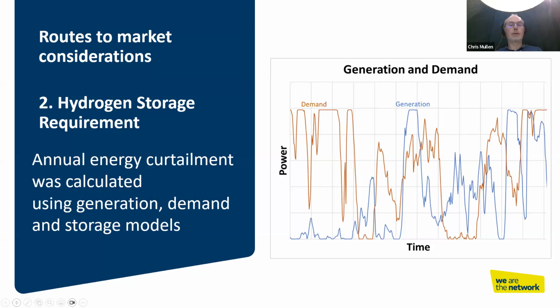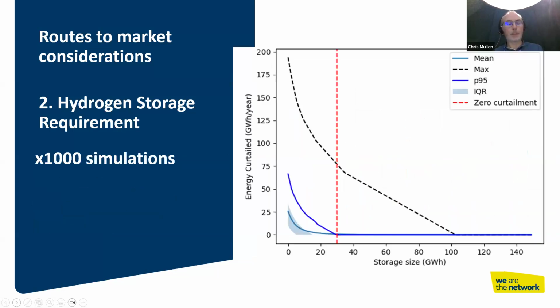So in the models, we calculated the energy curtailment over the year using the time series generation and demand models, and a storage model that we developed. Next slide, please. So this is what the results look like. There's quite a few things going on in this graph.